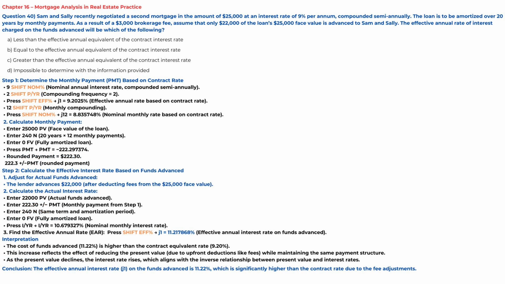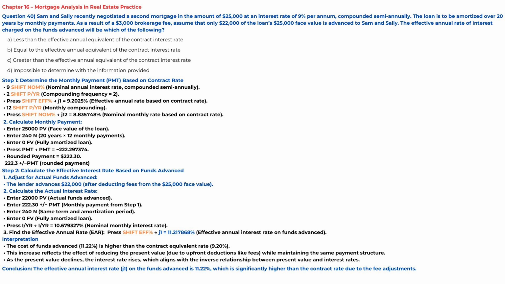Question 40. Sam and Sally recently negotiated a second mortgage in the amount of $25,000 at an interest rate of 9% per annum, compounded semi-annually. The loan is to be amortized over 20 years by monthly payments. As a result of a $3,000 brokerage fee, assume that only $22,000 of the loan's $25,000 face value is advanced to Sam and Sally. The effective annual rate of interest charged on the funds advanced will be which of the following?